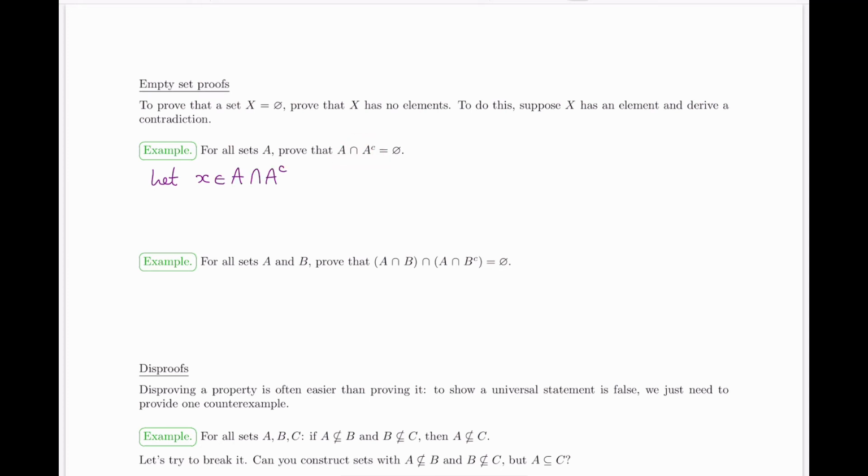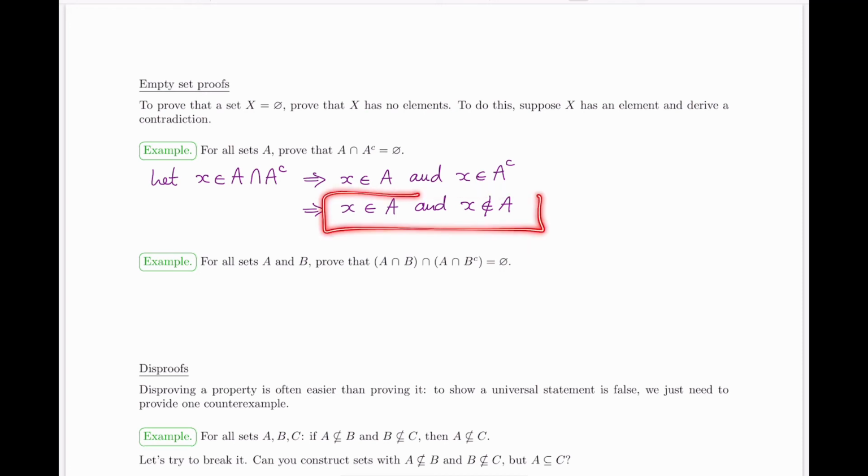So X is here. What does that actually mean? So remember that the reduction for the intersection is the connective of the and. So that means that X is in the set A and X is in the set not A. Now this we can simplify further by saying that X being in the complement of A is equivalent to saying that X is not in A. And what do we have now? We have a statement that says X is in A, and at the same time, X is not in A.